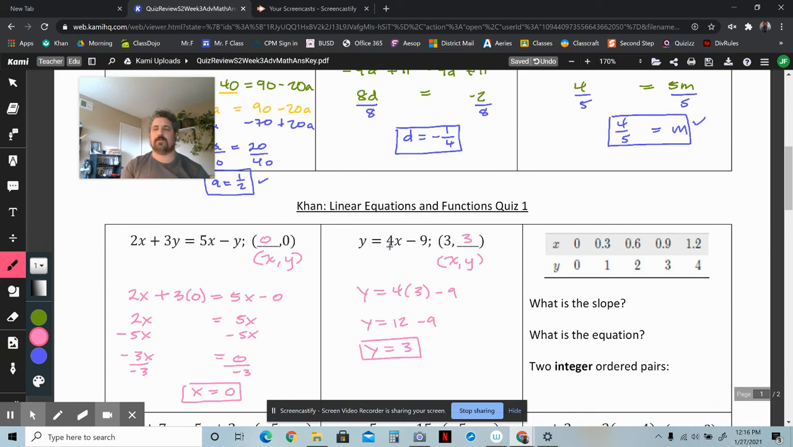So when you plug in a 3 for x, you should get a 3 for y. 3 times 4 is 12. 12 minus 9 is 3. Yeah, when you plug in a 3 for x, you get a 3 for y.